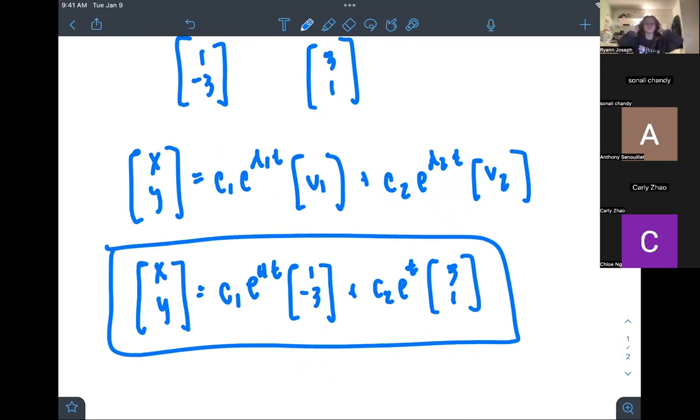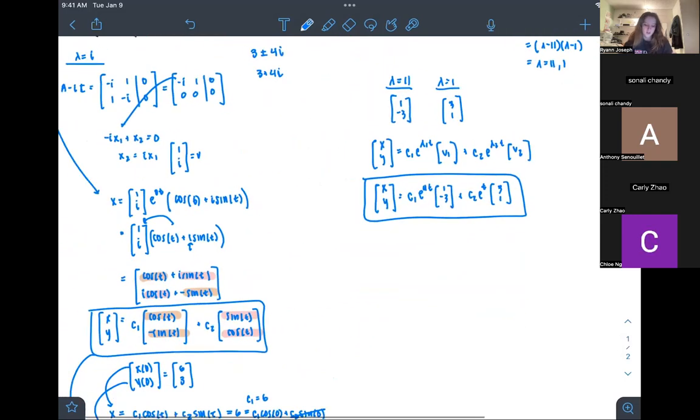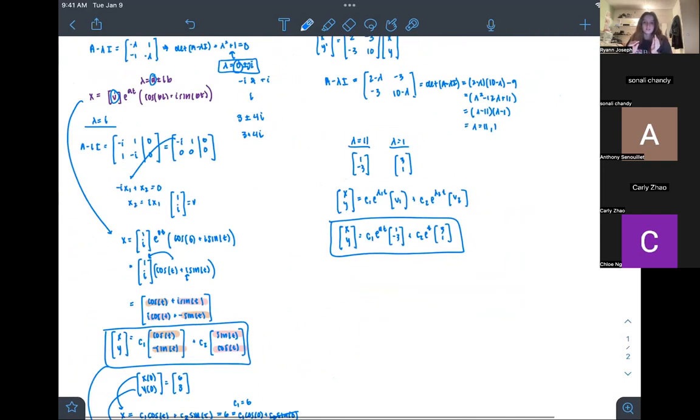Again, with initial values, you can plug in the initial values to solve for the constants, but I just went over that. So if you want to do that on your own, you can. But that is complex and real solutions to diagonalizable systems.